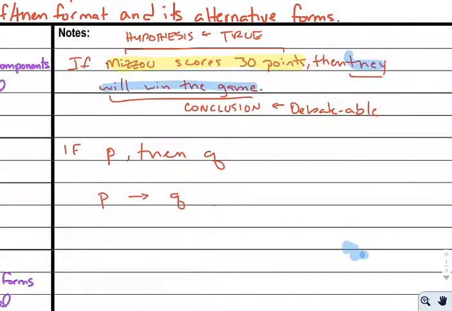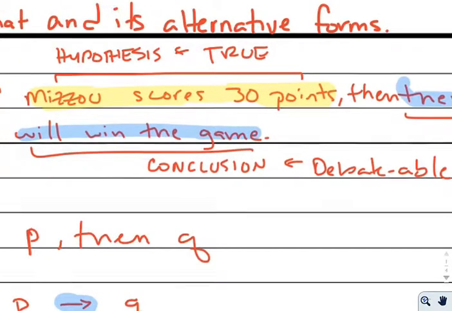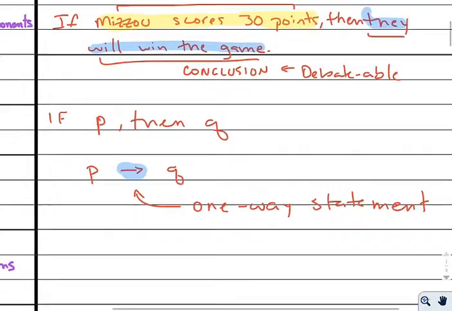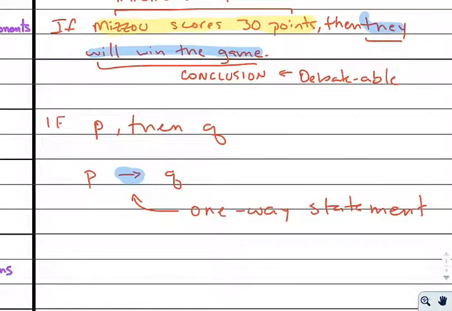Now, I didn't talk about this much in class, but the fact that the symbol is one way implies that the conditional statement is a one-way statement, meaning we can't assume it's true both ways. So up here, when Mizzou scores 30 points, then they'll win the game. If we assume that is true, we cannot assume that if they win the game, then they'll score 30 points. In fact, as soon as I said that sentence, you realize it is not necessarily true. So statements in the conditional form are typically one way.